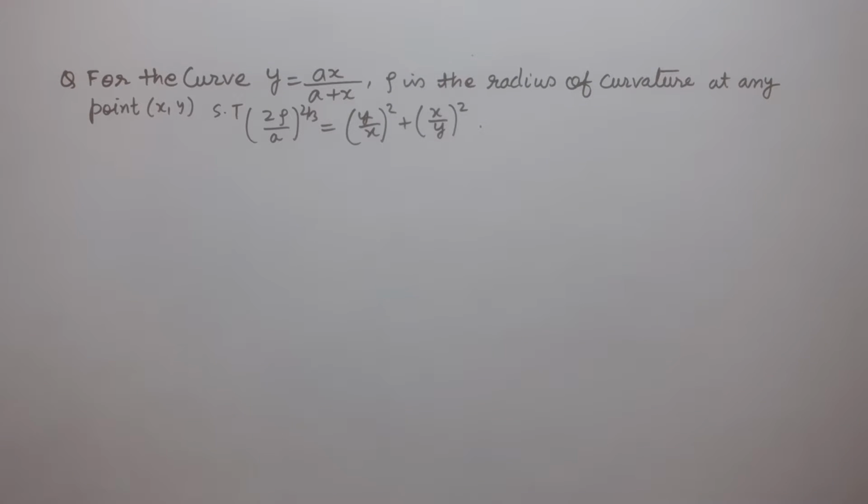This is the question of curvature. Here the given curve is y is equal to ax upon a plus x, and rho is the radius of curvature at any point (x, y). We have to show that (2 rho upon a) whole power 2 by 3 is equal to (y upon x) whole square plus (x upon y) whole square.